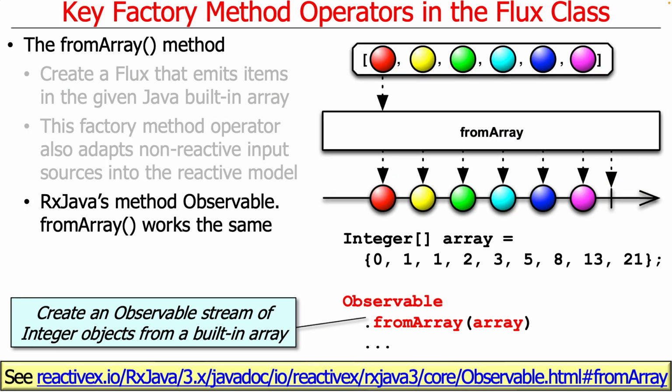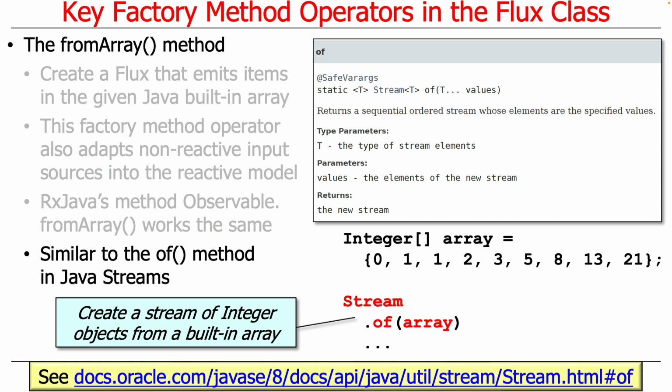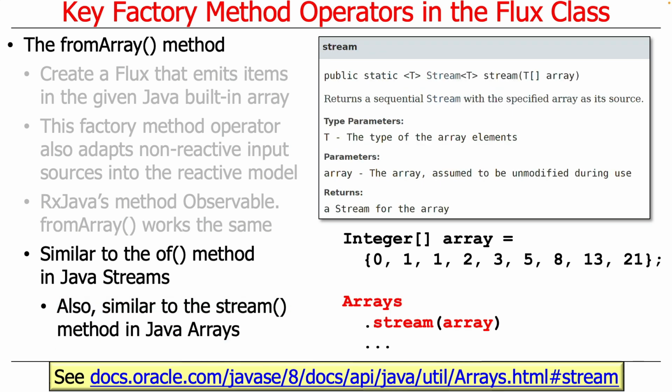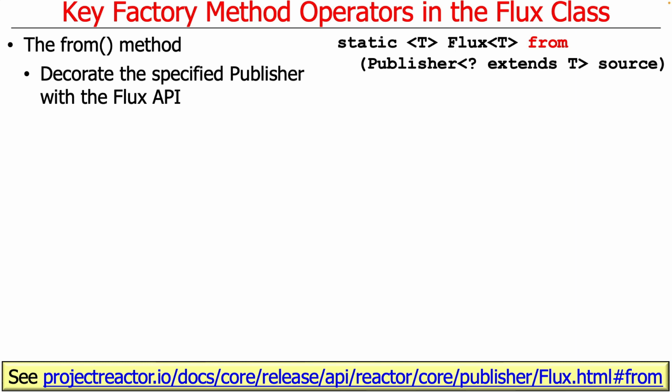Lo and behold, RxJava has something identical to that. And Java Streams also has something similar, where you have the stream_of method that takes an array and turns it into a stream. There's other ways of doing this. You can either do stream_of or do arrays.stream. Both of those turn arrays into streams.